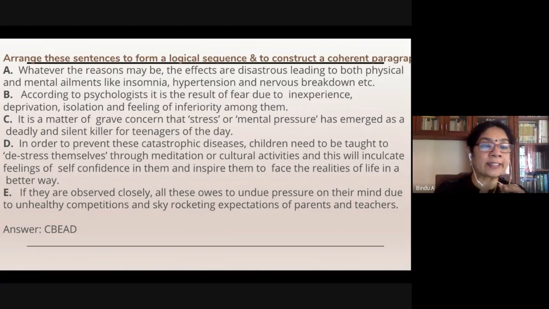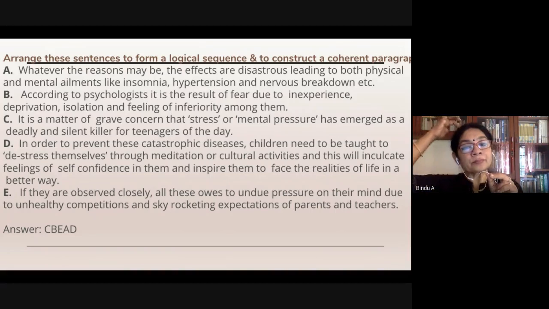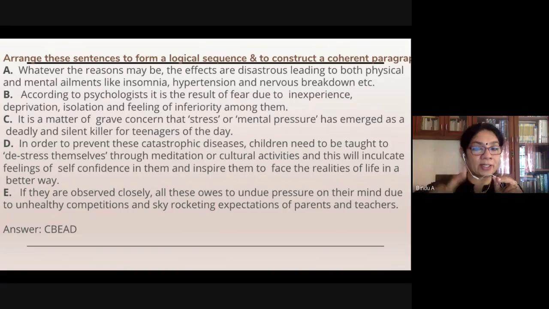What about the sentence D? In order to prevent these catastrophic diseases: "these" does not relate to many things mentioned there. It is the one, stress or mental pressure. What about the last one? If they are observed closely. Again, "they" refers to many things. So ideally, B should be the next sentence.